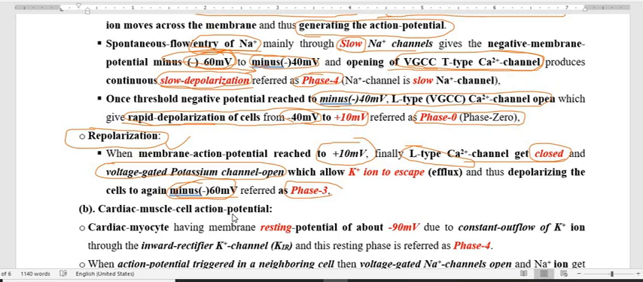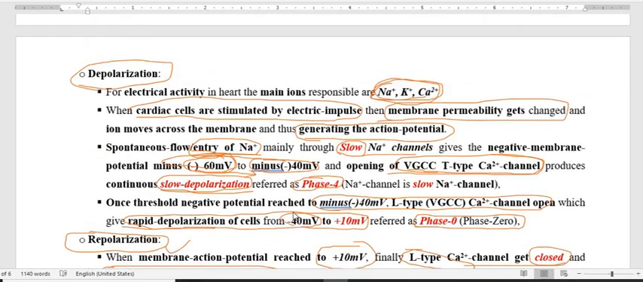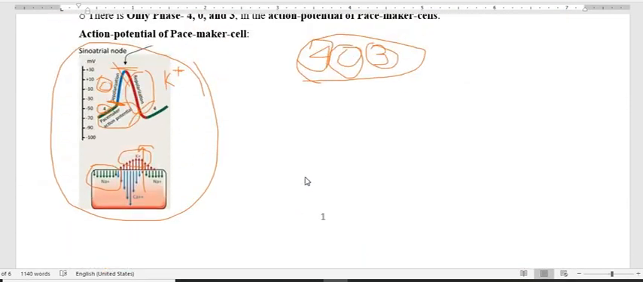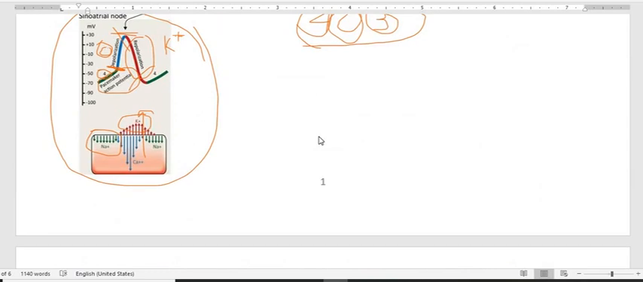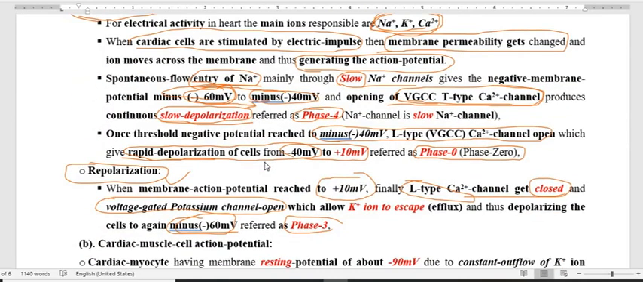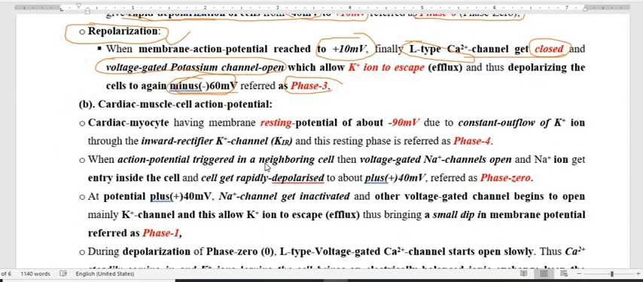So this is all about the action potential of the pacemaker cell, which includes phases 4, 0 and 3. These three phases involve participation of the sodium channel, calcium channel, as well as the potassium channel, in which both T-type as well as L-type calcium channels participate.